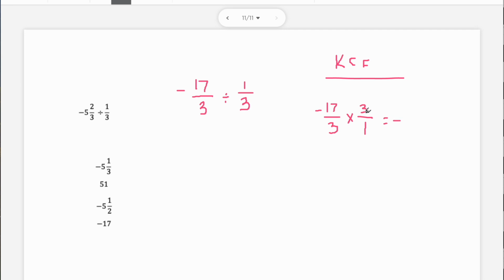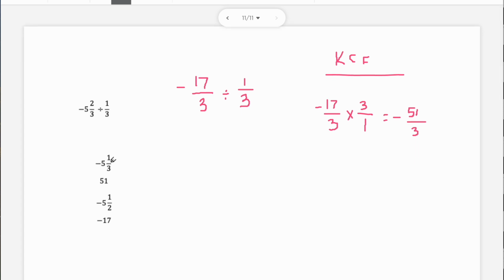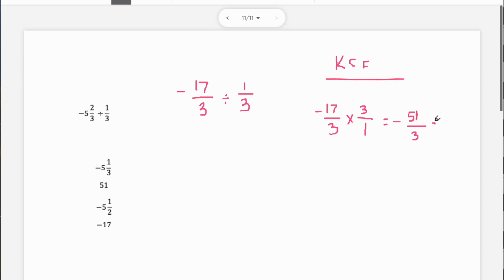17 times 3, I'll have to type that one in. 17 times 3 is 51 on the top. And 3 times 1 is 3 on the bottom. All right. And I'm looking over here, and I see mixed numbers. And I know my answer is not 51 right here. So let's try to type this into our calculator and see if it divides evenly. Let's do -51 divided by 3. And that gives us an even -17.